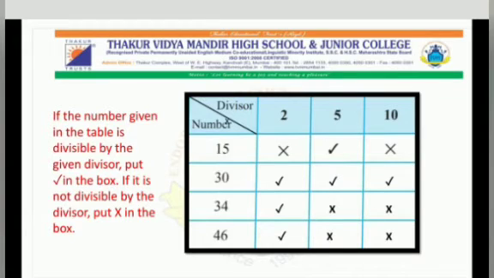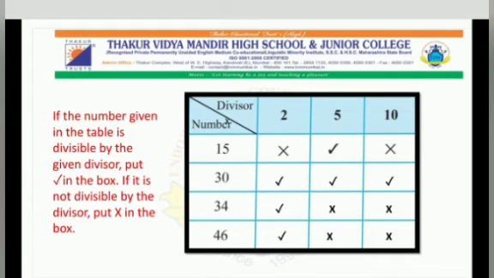Next, now let us see this table. If the number given below in the table is divisible by the given divisor, we need to put a right in the box, and if it is not divisible by the divisor, we need to put a cross in the box. As we can see, the first number over here is 15 and the number at the unit place is 5, which means it is not divisible by 2.